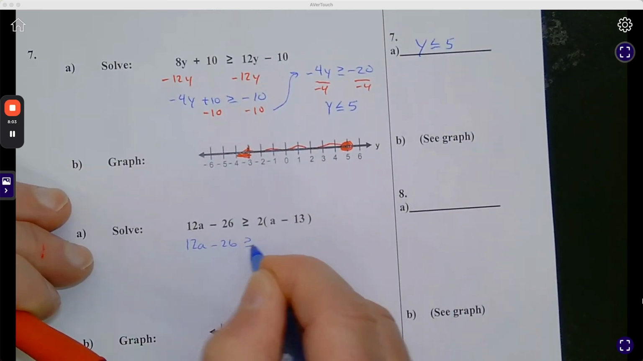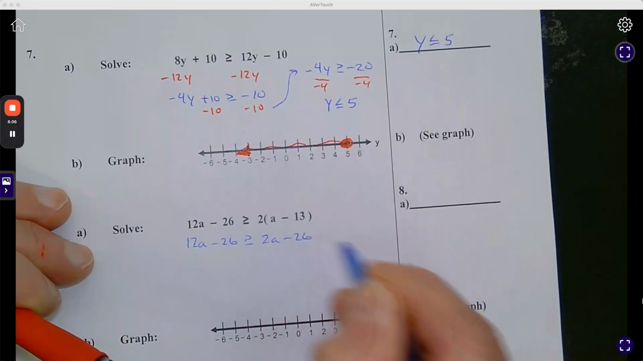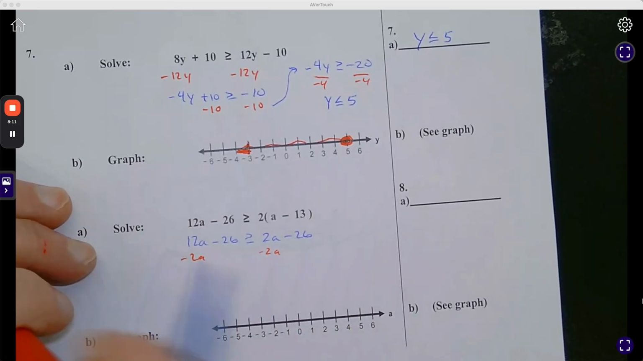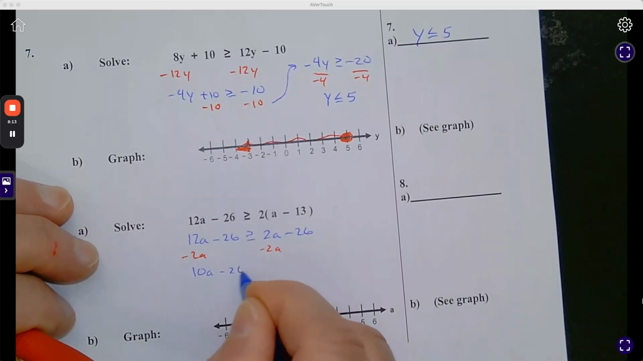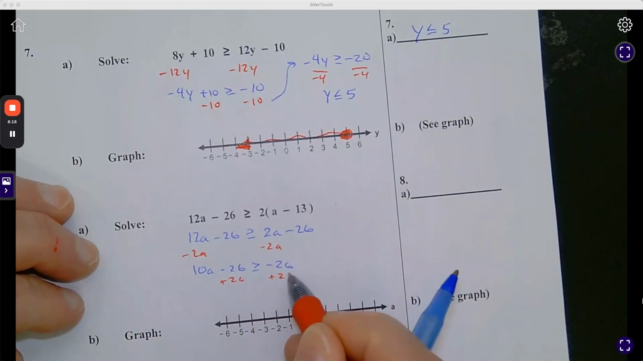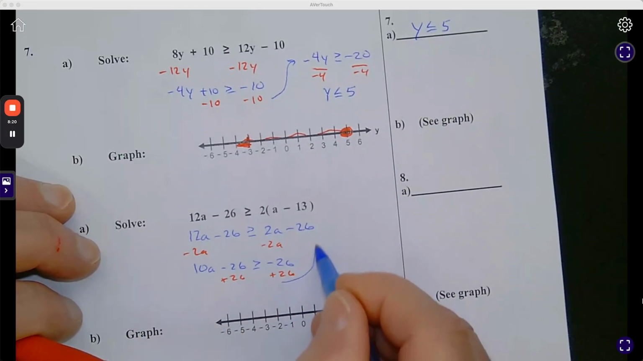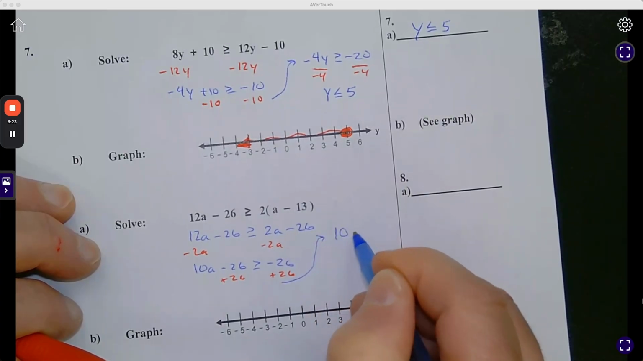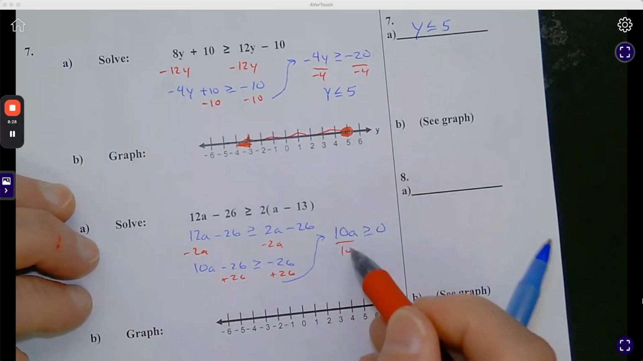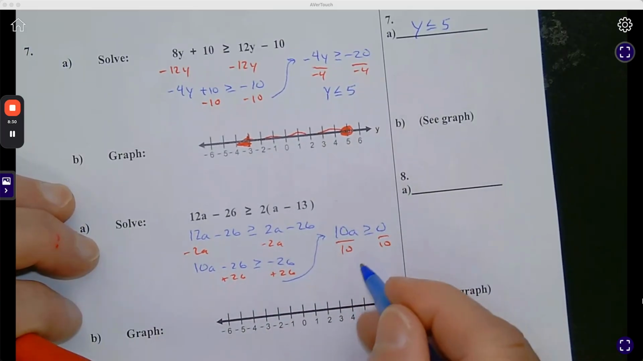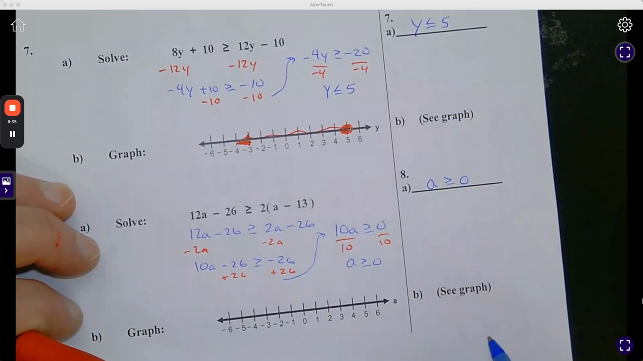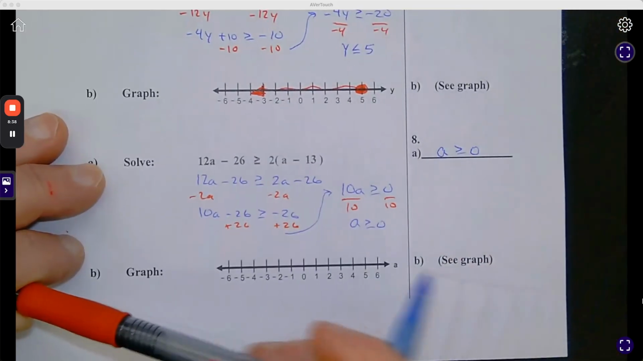This is big person math. Subtract 2a. Add 26. This is going to fake some of you out, but don't get discouraged. Just keep moving forward. 0 is a number, so keep treating it like a number. Divide by 10. So a is greater than or equal to 0 is the solution.